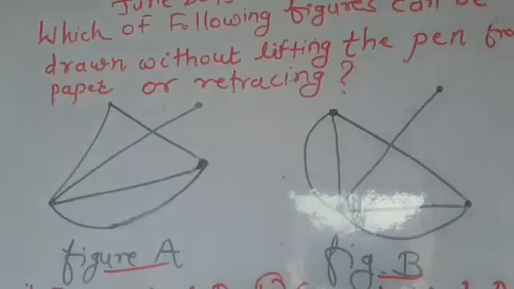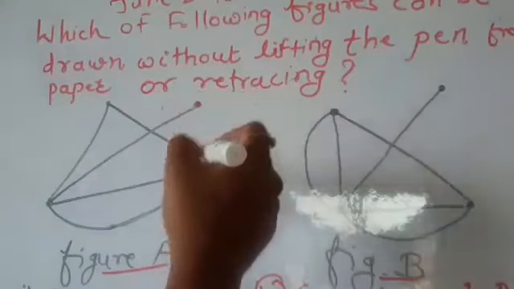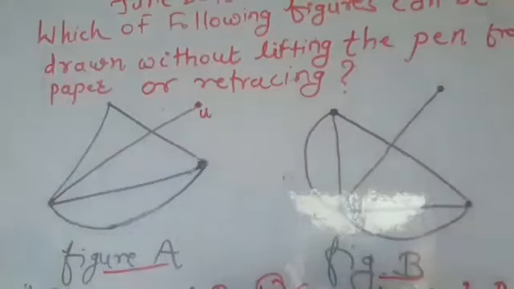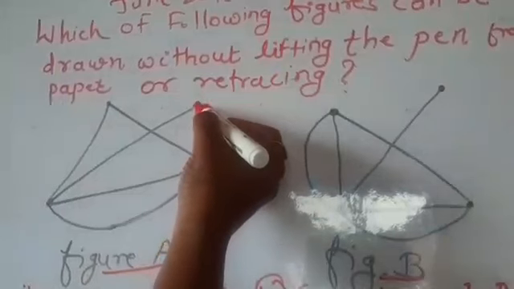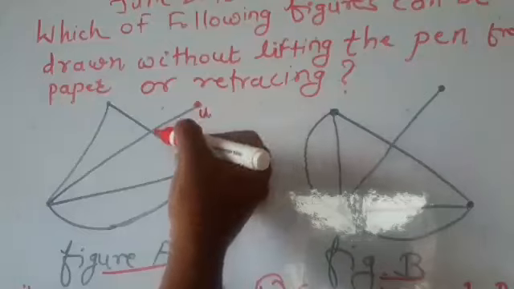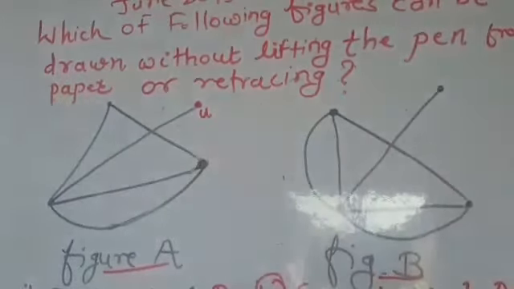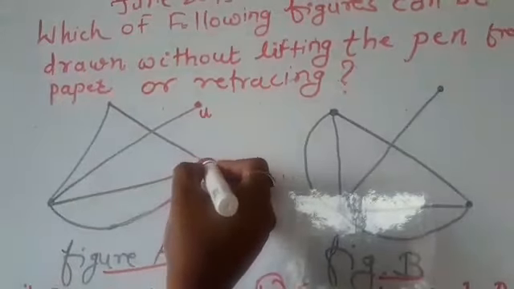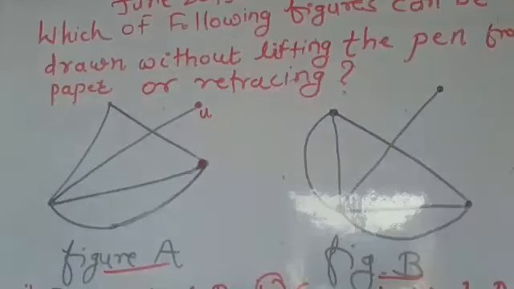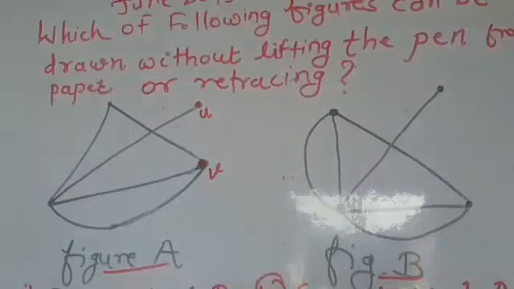For that purpose, we first see what is meant by the degree of each vertex. Suppose this is vertex U. The degree of vertex U is nothing but how many lines are drawn from that vertex. There is only one line, therefore the degree of U is 1. Similarly, from vertex V there are 3 edges drawn, therefore the degree of V is 3.